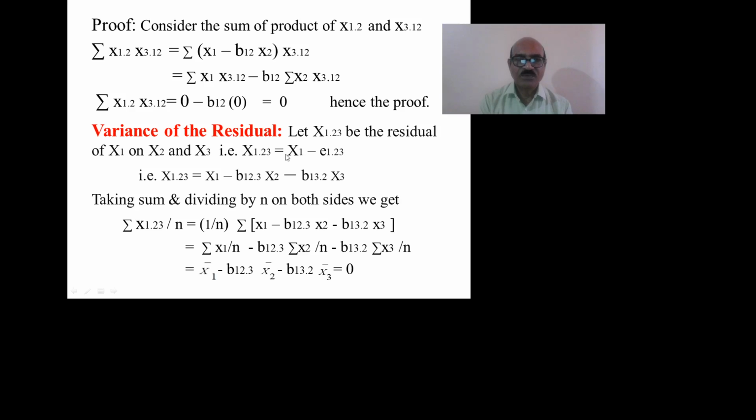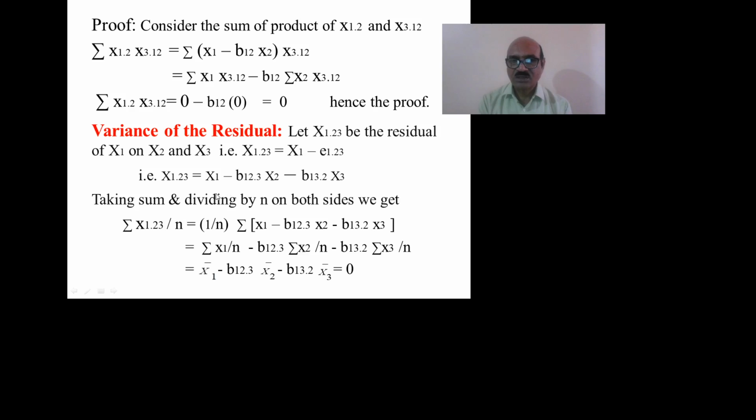Hence the proof. Now the last part of this unit number 1 is the variance of residual. Let x1.23 be the residual of x1 on x2 and x3, that is x1.23 equal to x1 minus its estimated value, that is the error or residual.